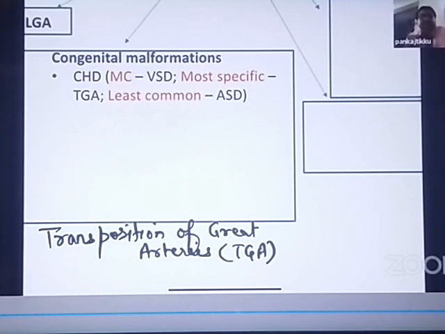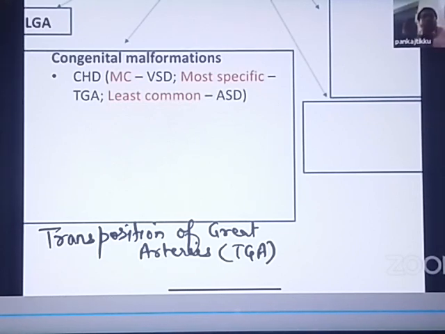This is the most specific congenital heart defect in infant of diabetic mothers. And which is the least common congenital heart defect in infant of diabetic mothers? It is ASD, atrial septal defect. So whenever there is a defect in the ventricular septum, it is known as ventricular septal defect. Whenever there is a defect in the atrial septum, it is known as atrial septal defect.